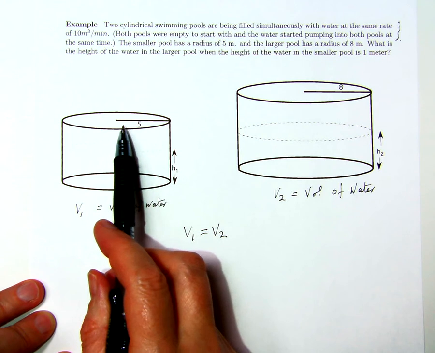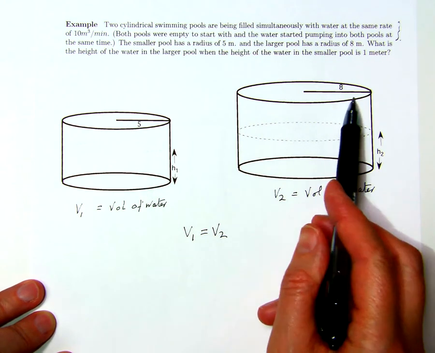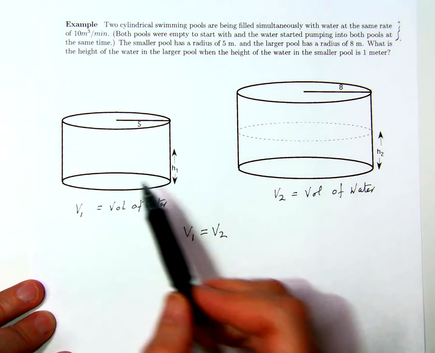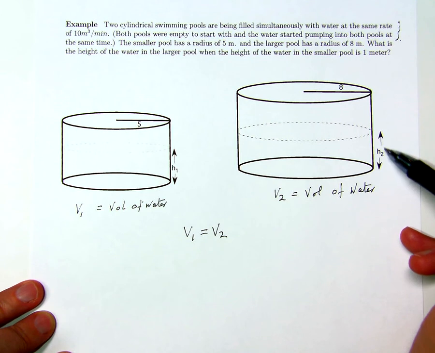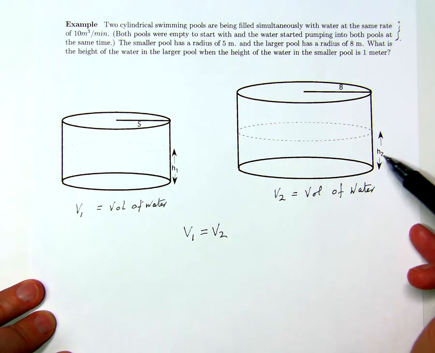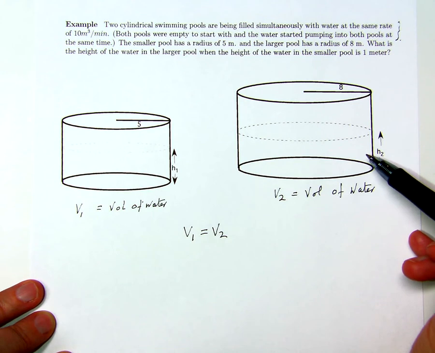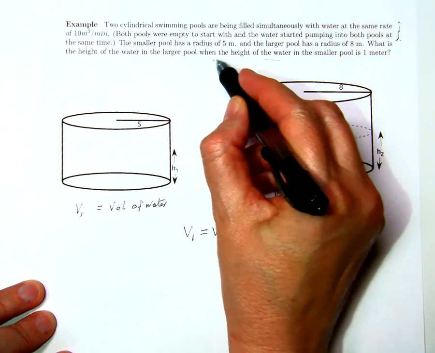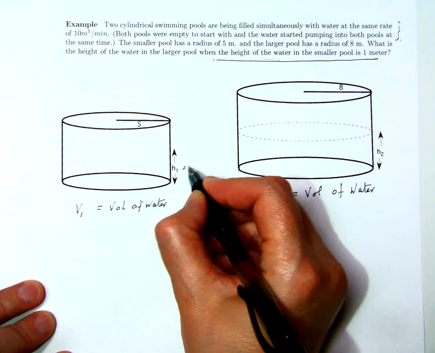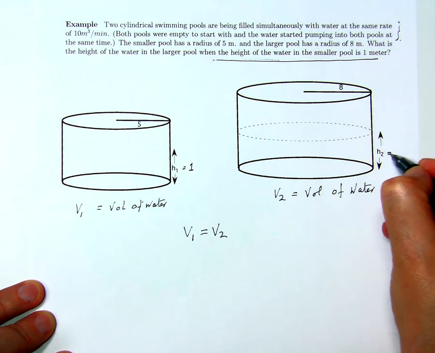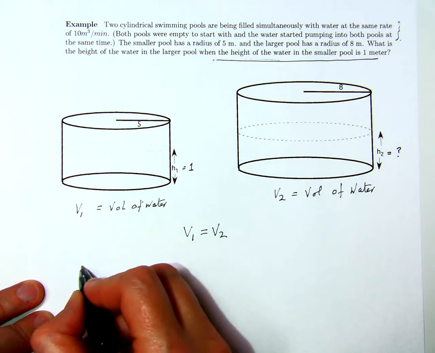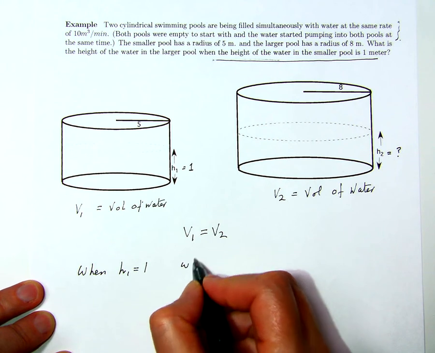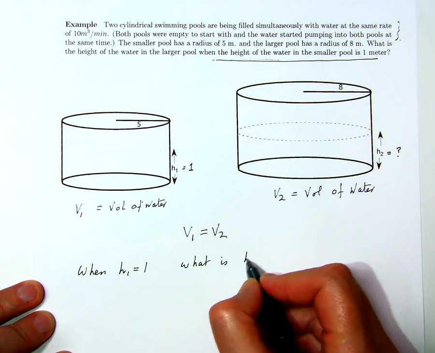Now the smaller pool has a radius of 5 and the larger one a radius of 8. And the height of the water in the smaller one at any given time is h1. And in the larger one it's h2. And of course the h1 and the h2 vary as time varies. And the question is, when the height of the water in the smaller pool is 1 meter, suppose that is h1, then what is h2? So the question is, when h1 equals 1, what is the value of h2?